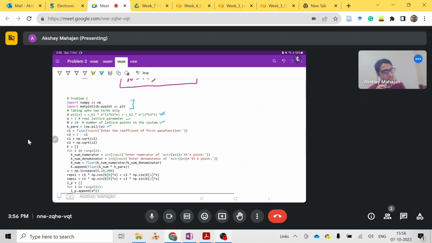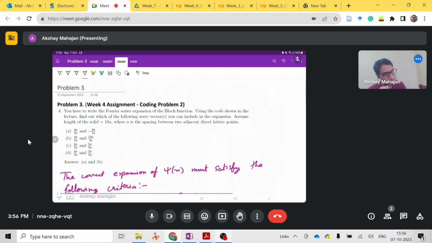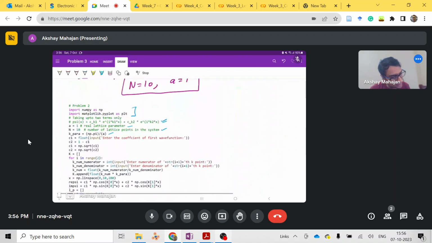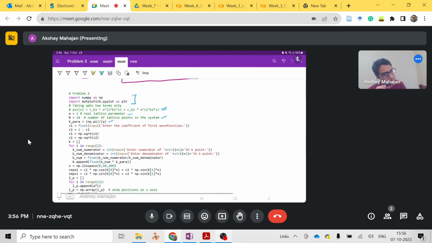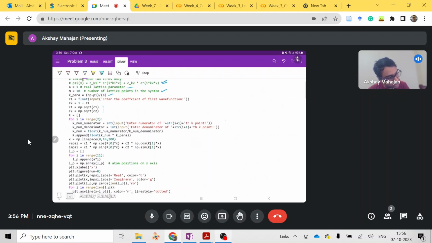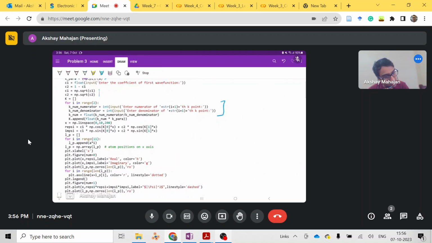Since nothing was specified and we have to take 2 terms, we are just going to take 0.5. So we can keep both k point coefficients the same. That doesn't change your answer, it is just for plotting purposes. This is just like the lecture code. Then these are the 2 lines where we put our k points, the numerator and denominator, and here we will have our k points.